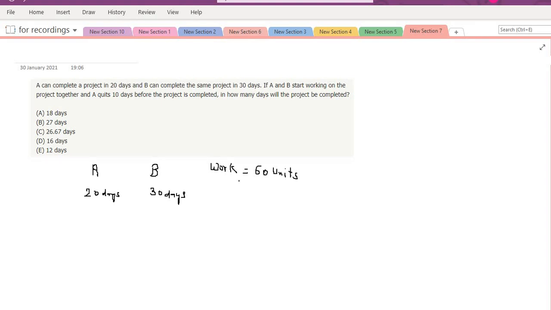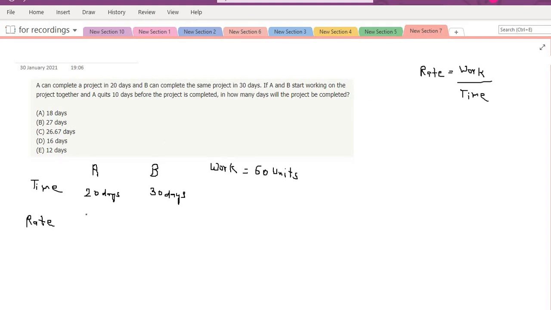Now why did I assume this number? Because I am more bothered about the rate at which they both work. Let's say this is the time taken to complete the project. Now let's talk about rate. What is the rate at which A works? You know the formula. What is the formula for rate? It is the total work divided by the total time taken.